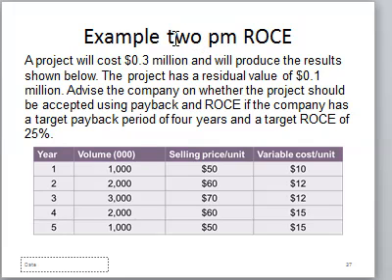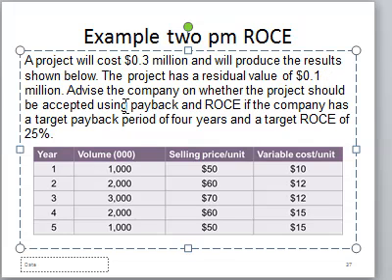So let's look at a detailed example on return on capital employed and payback period before we look at discounted cash flow techniques. So we have this project which has got an initial investment of 0.3 million and will produce results shown below. The project has a residual value of 0.1 million. So advise the company on whether the project should be accepted using the payback period and return on capital employed.